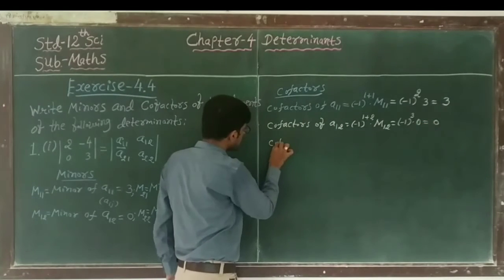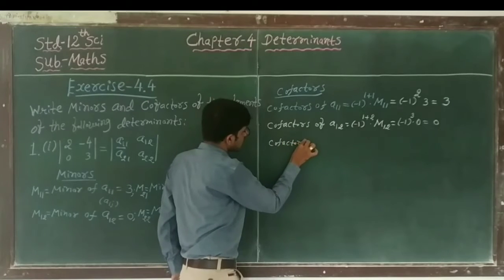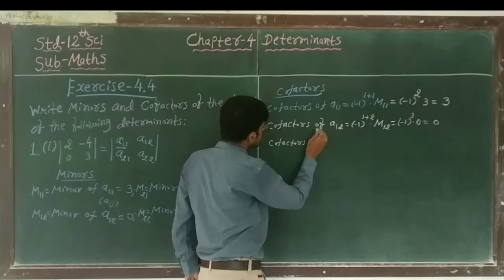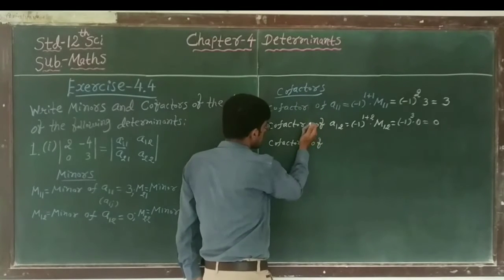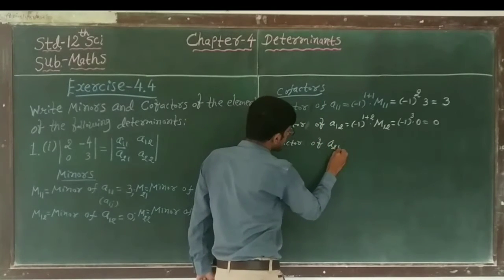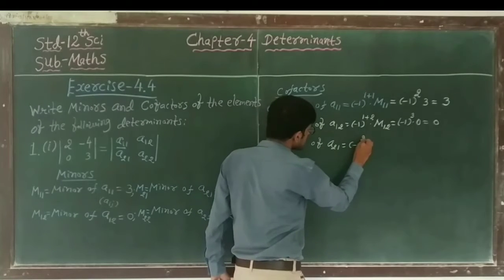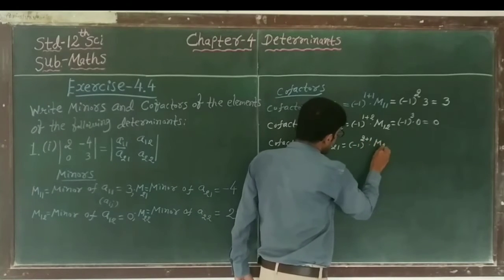Next, the cofactor of A21. So minus 1 raised to 2 plus 1 into M21.